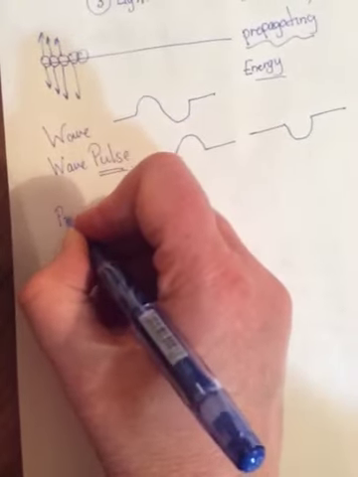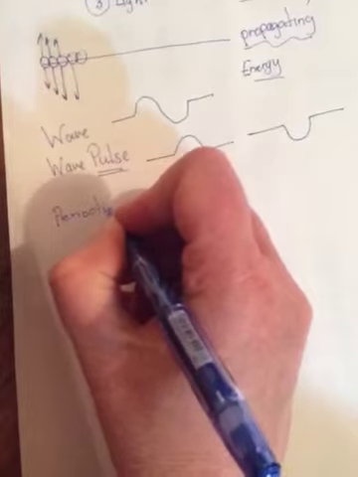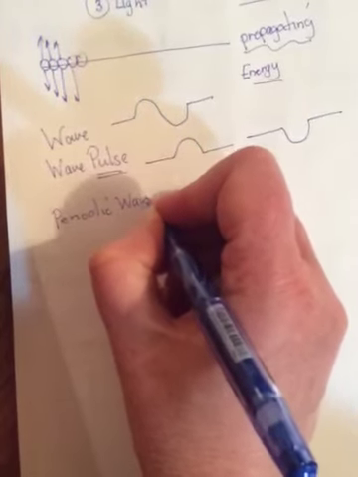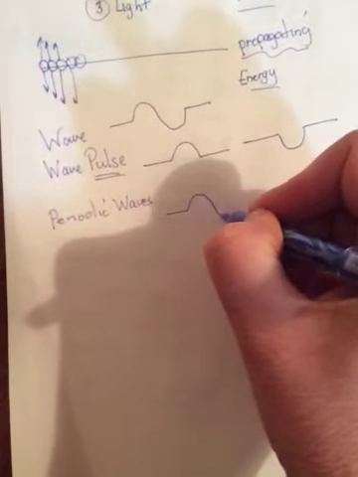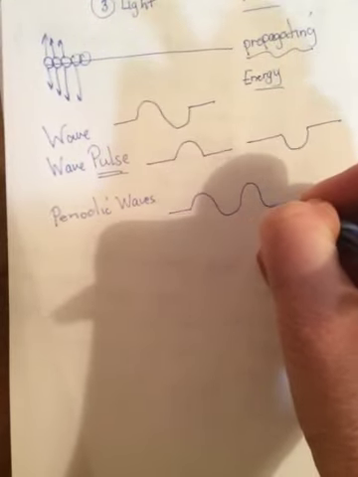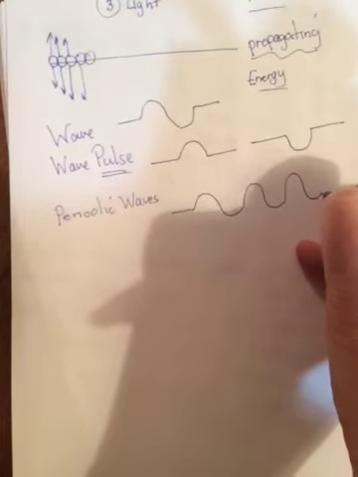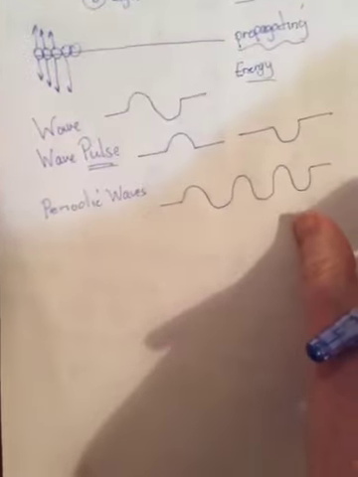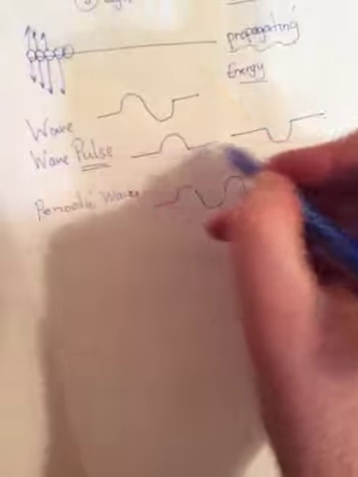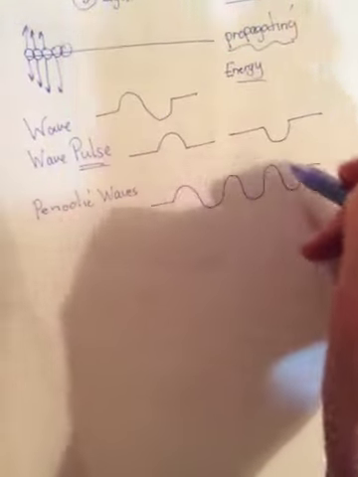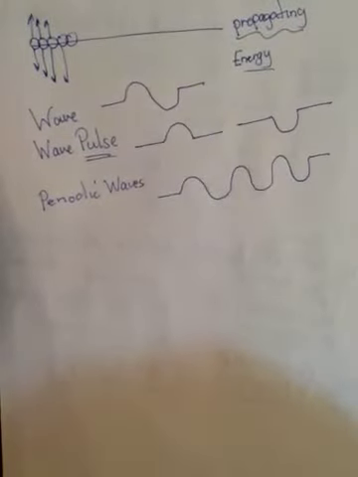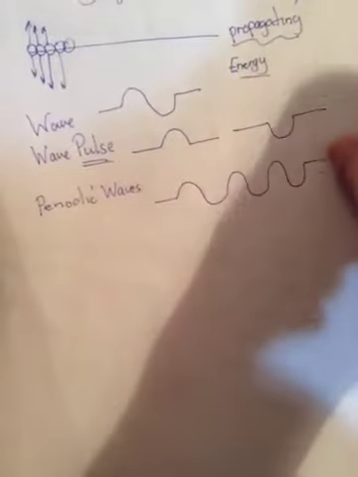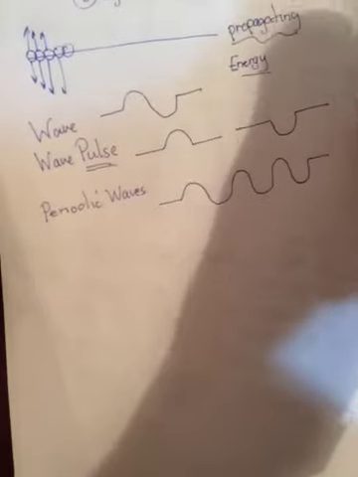Okay? So we'll be looking at what are called periodic waves. Periodic waves are when the disturbance repeats itself over and over again in an equal period of time. So it's like stringing these waves or these pulses together in a whole string. Okay? So at regular intervals, the time period stays the same.